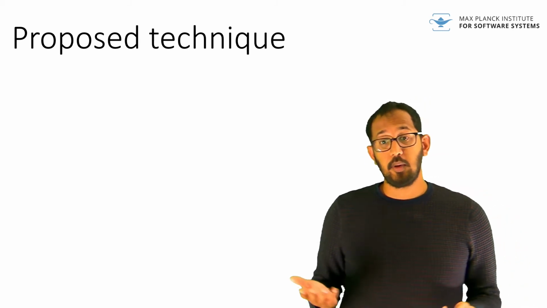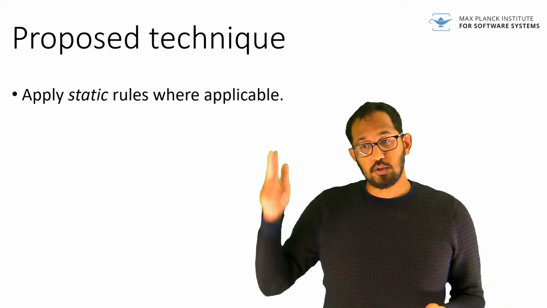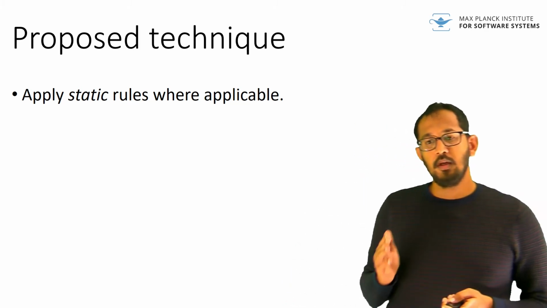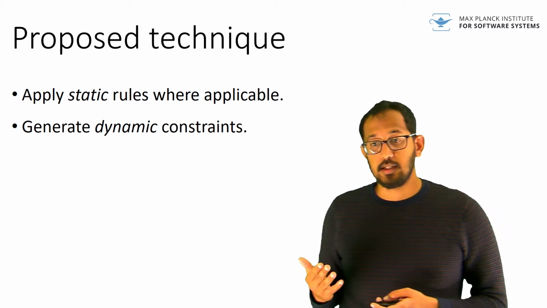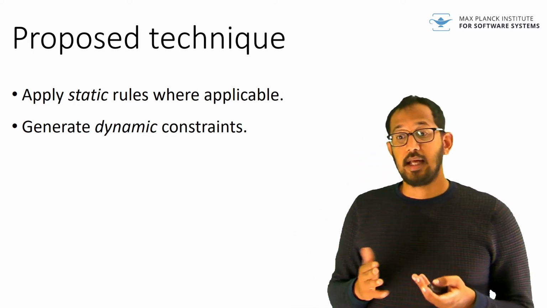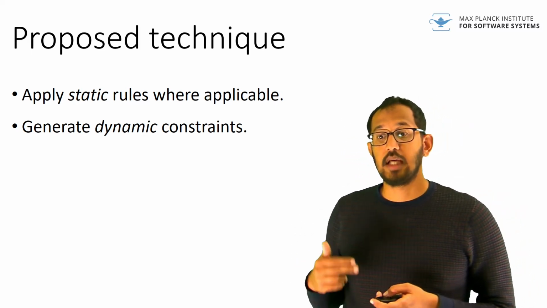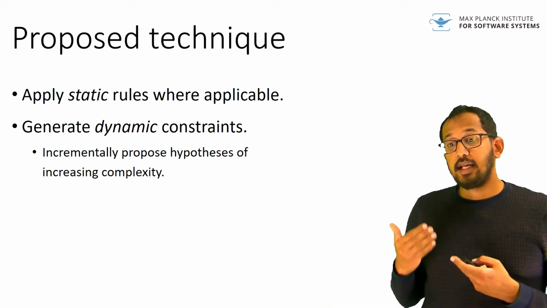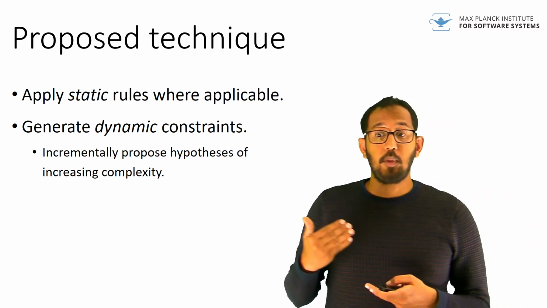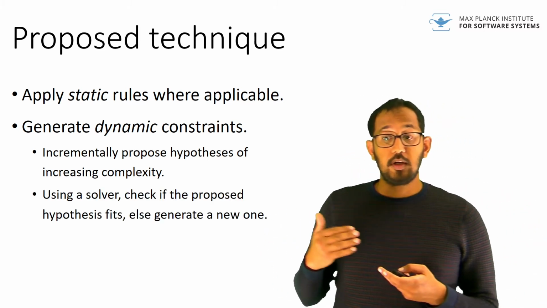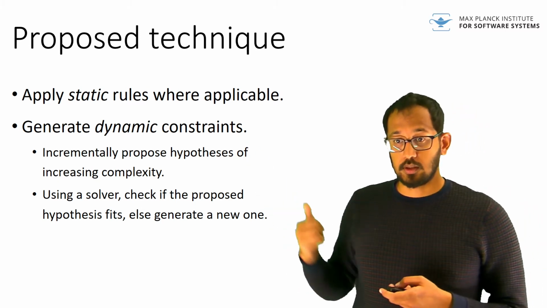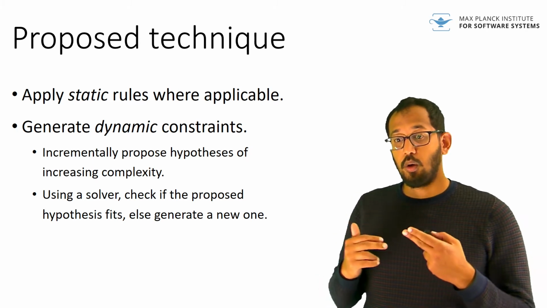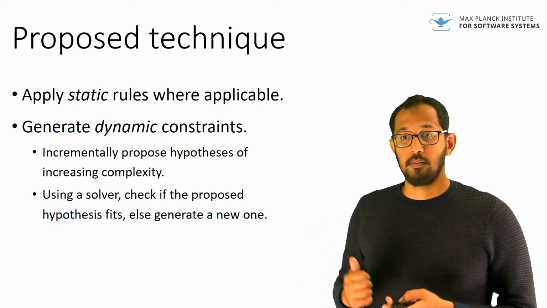At a high level, this is how our technique works. We first go over the sequence of operations and try to find constraints statically wherever possible. Once this is done, we go to the dynamic analysis part. Here, as is standard in syntax-guided synthesis, we propose hypotheses of increasing complexity. We then evaluate the design on concrete parameter values and check if the hypothesis holds. If it does not, we try a new hypothesis, and if it fits, we can keep trying to falsify it or fine-tune it until we are satisfied.